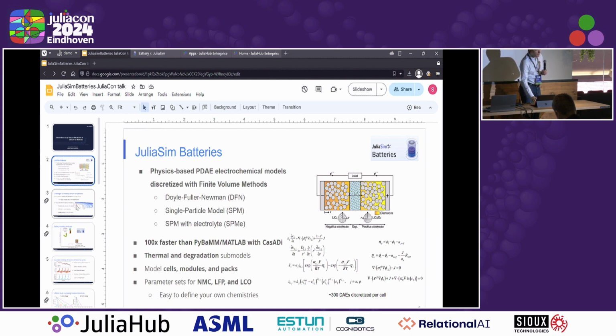What chemistries do you support? So the ones listed here, NMC, LFP, and LCO. I'm going to show a demo in a bit.